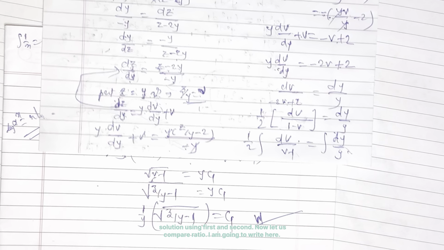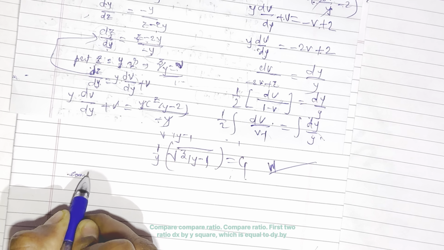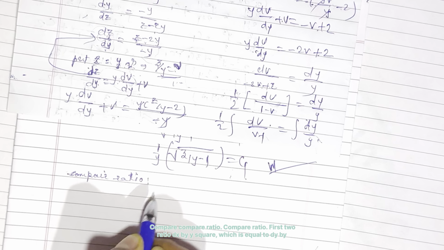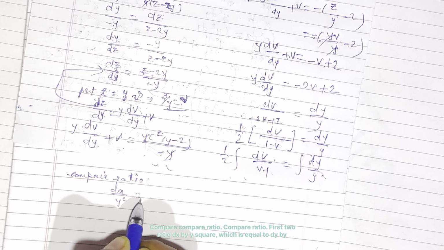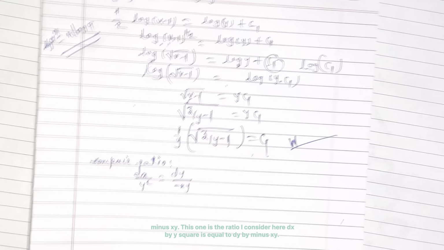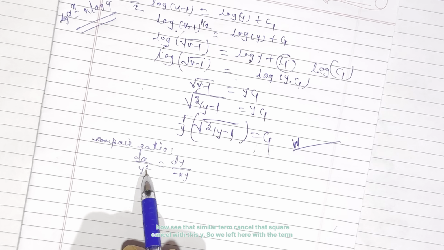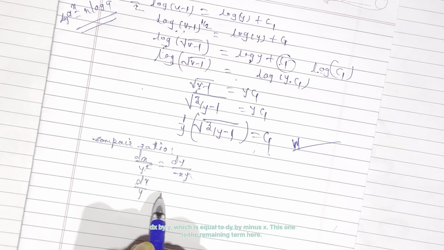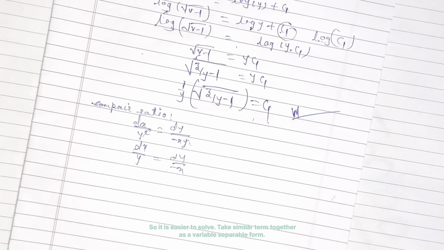Now let's compare the ratio. The first two ratios: dx by y square is equal to dy by minus xy. This one is the ratio I consider here. Now similar terms cancel: the y square cancels with this y, so we are left with dx by y, which is equal to dy by minus x. This one is the remaining term, so it is easier to solve.